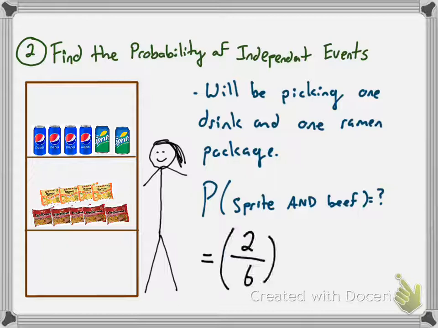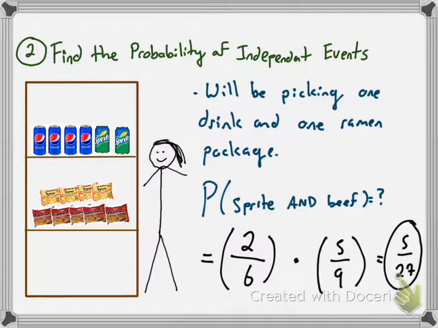So how I'm going to break this down, I'm going to find the probability of getting a Sprite, which is 2 out of 6 because I have 2 Sprites out of 6 total sodas. When I see and, I think multiply. And then for beef ramen, I have 5 beef out of 9 total ramen packages. All I have to do here is multiply those two probabilities together, and I see that I have a 5 out of 27 chance.